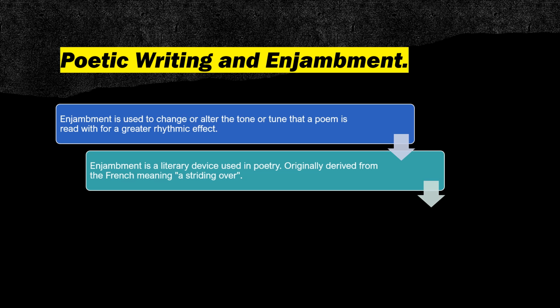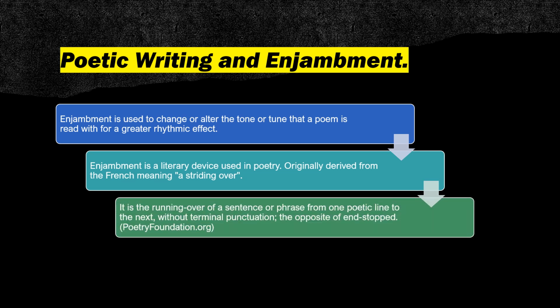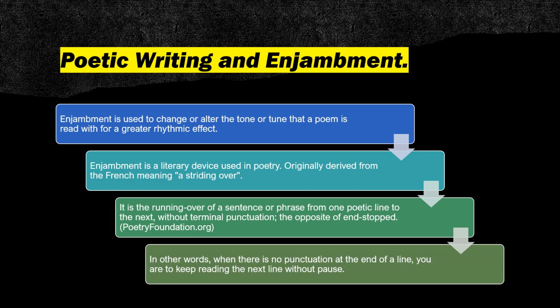Enjambment, from the French meaning a striding over, is a poetic literary term for the running over of a sentence or phrase from one poetic line to the next, without terminal punctuation, which is the opposite of lines that are end-stopped, as in ending with a period or having a stop at the end of each line. So when there is no comma, period, or other punctuation at the end of a poetic line, instead of putting a stop at the end of each line, you keep reading the next line as a direct continuation without pause.